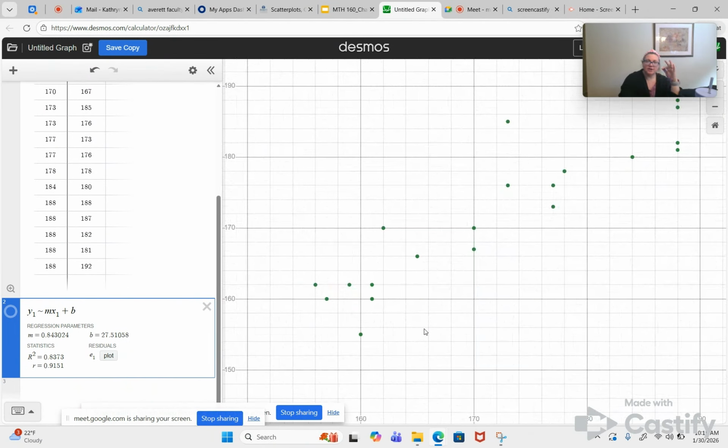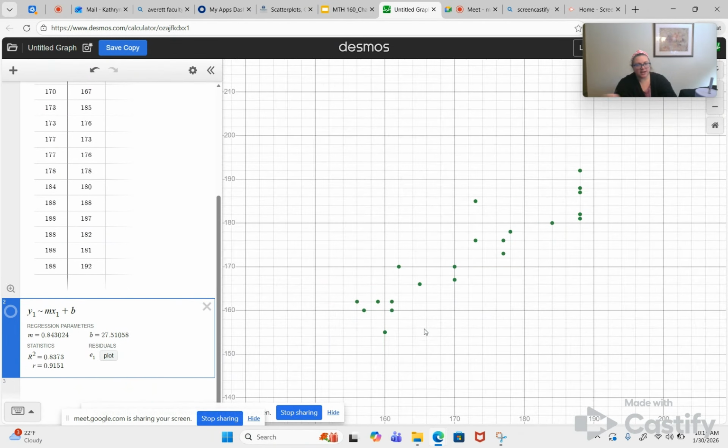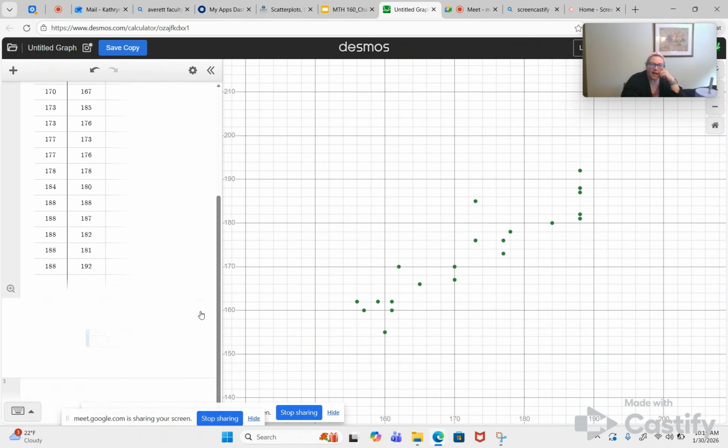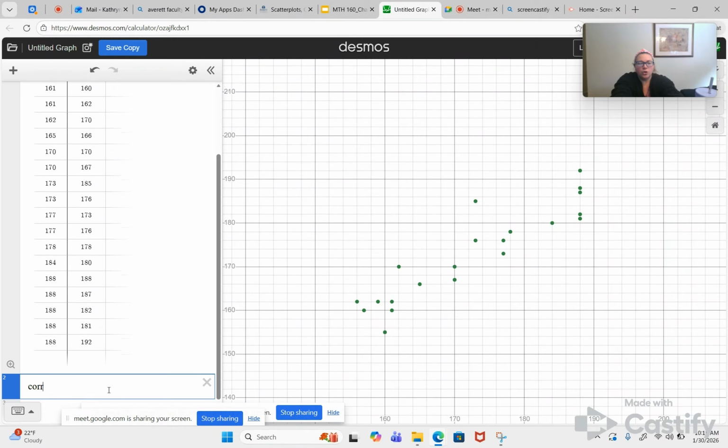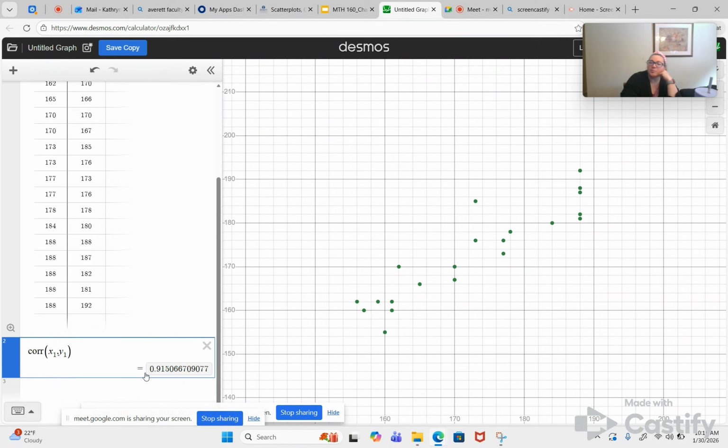And you can tell, oh, this is a positive correlation. And some of you may be like, how do you know that? Well, one, when I look at the graph, it's going upward. Positive correlation. Also, when I look at my correlation coefficient, so if I type in correlation x1 comma y1, it'll tell me my correlation coefficient. And in this case, it's a positive.